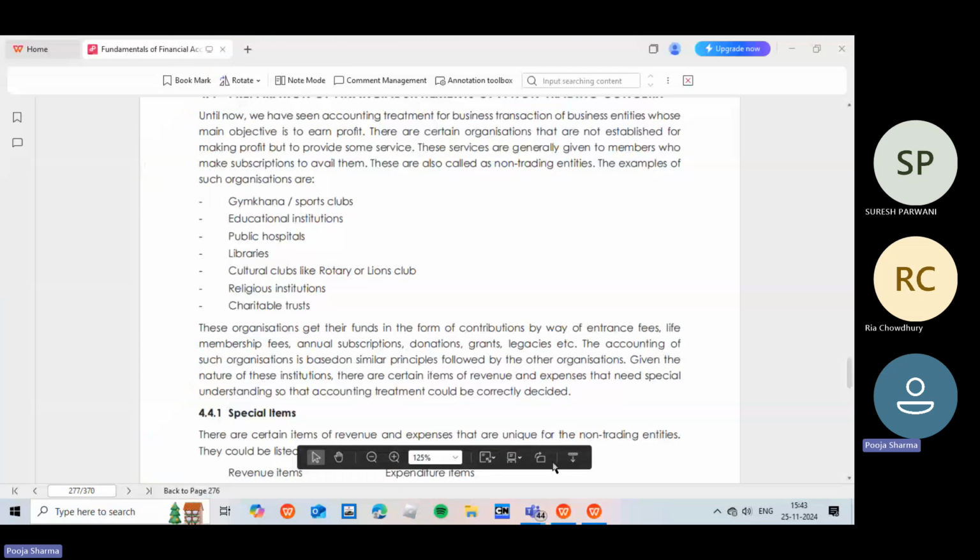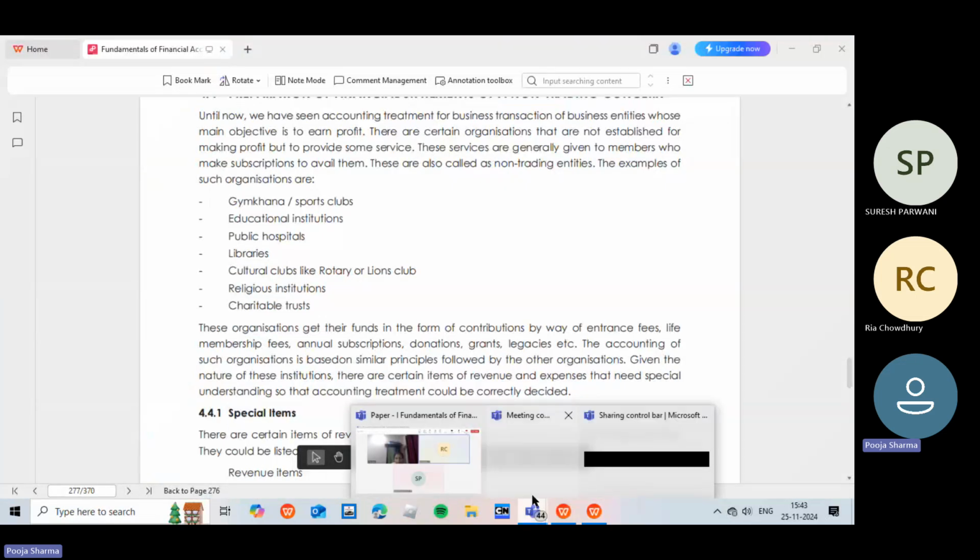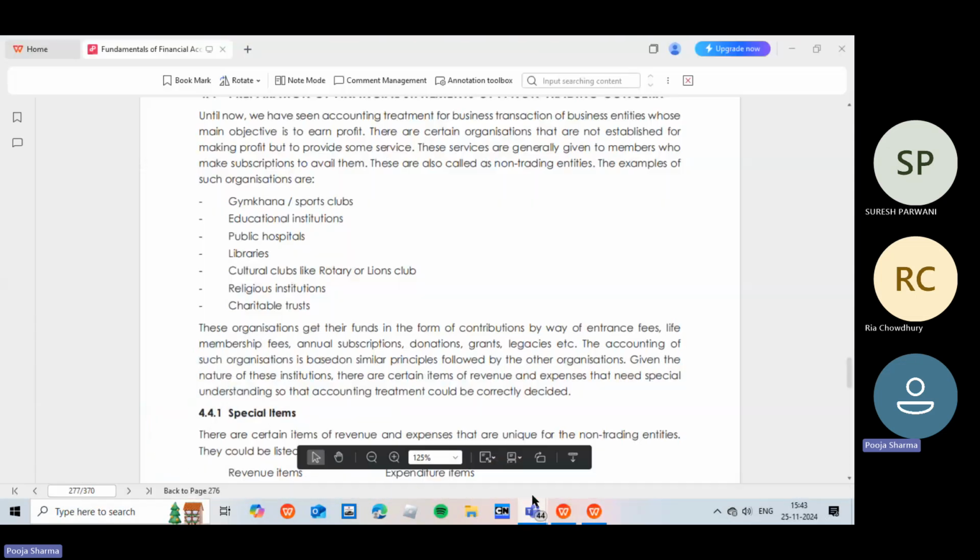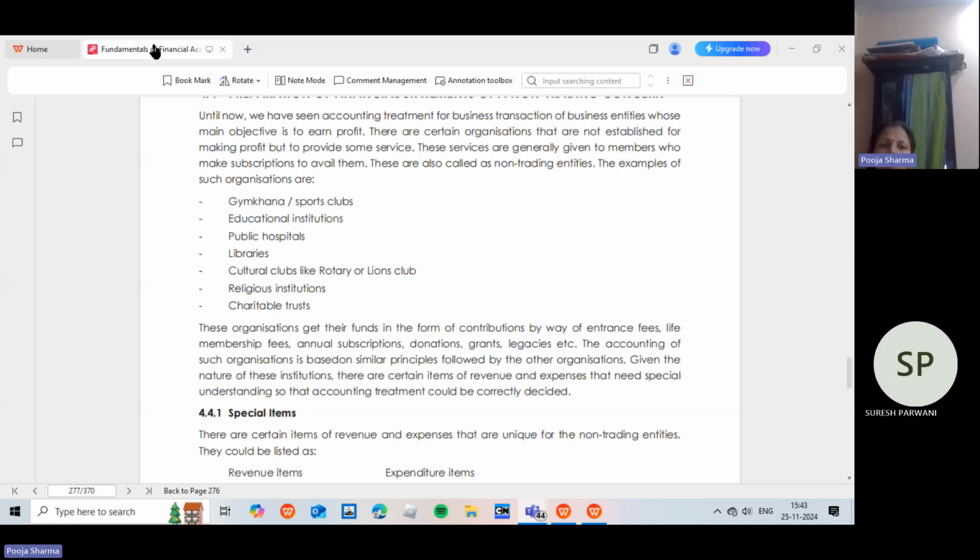So we will talk about non-trading concern today. I'm going to explain what a non-trading organization, a non-trading concern, is. A non-trading concern means an organization that is not engaged in making profit. You can say it is a non-profit making organization (NGO).